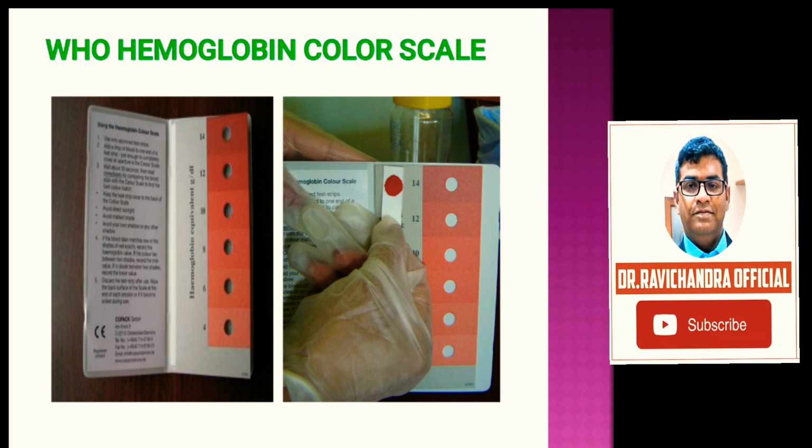This is a picture showing the WHO hemoglobin color scale. You can observe the person is comparing the hemoglobin sample with the WHO scale provided.